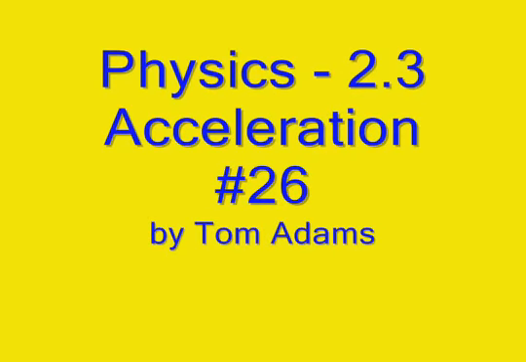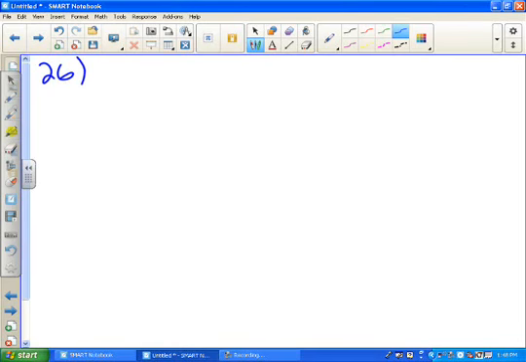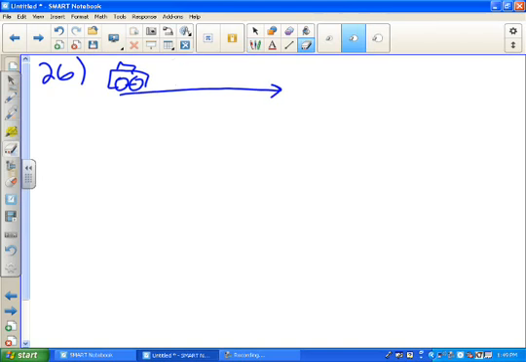Alright, so we're going to do problem number 26, and it states a couple is traveling by car on a straight highway at 40 kilometers per hour. They see an accident in the distance, so the driver applies the brakes, and in 5 seconds the car uniformly slows down to rest. And so we are asked a couple questions.